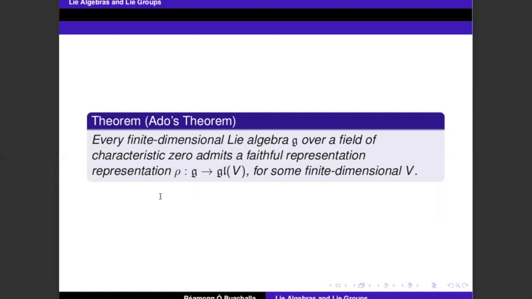Because if it's a faithful representation, that means that it's an injective map from the Lie algebra into GL of V. And it means that it's isomorphic to its image inside there. So basically it's the same Lie algebra, it's the same up to isomorphism. So every Lie algebra can basically be understood as a sub-Lie algebra of the general linear algebra of a finite dimensional vector space V. Every finite dimensional Lie algebra.